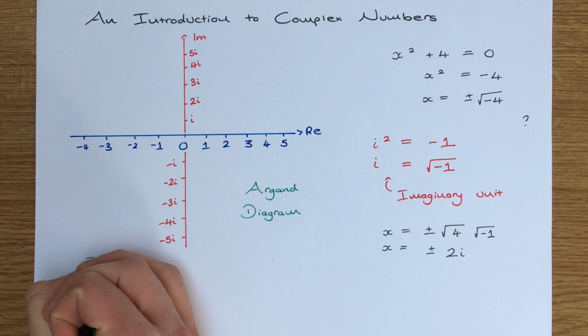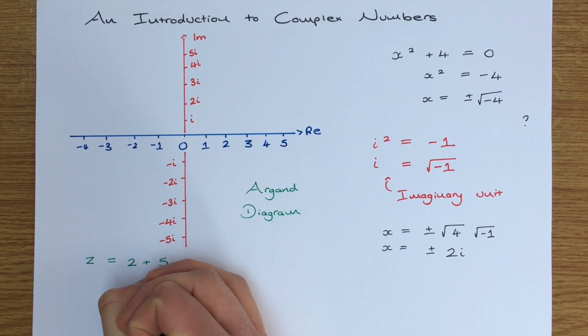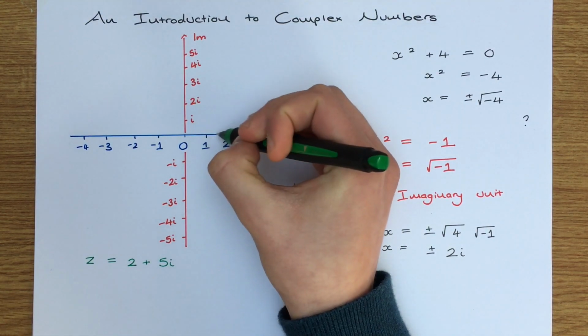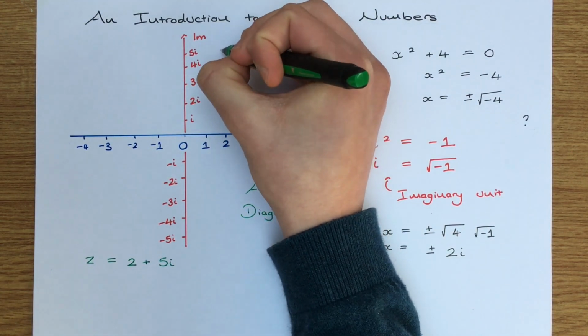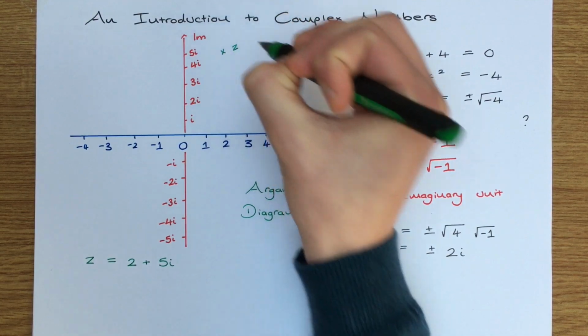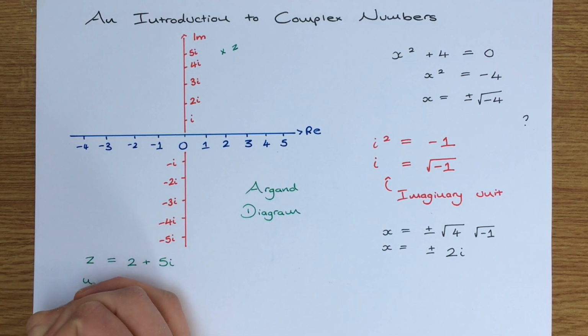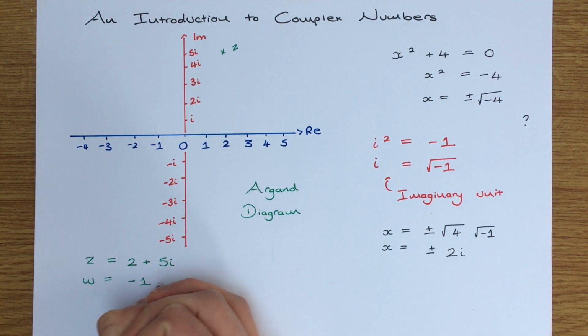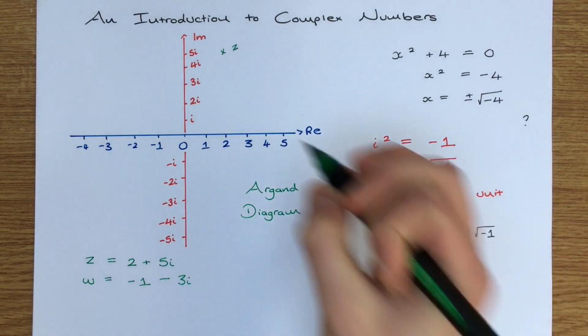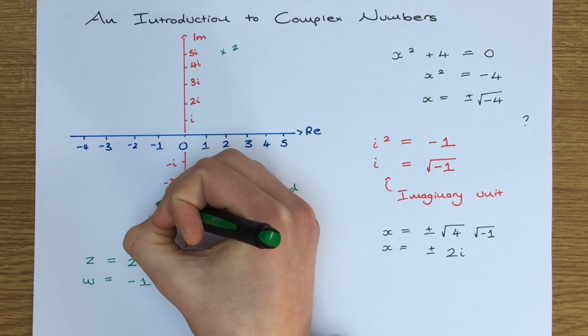So to plot a complex number such as 2 add 5i, I'll just move 2 to the right and then 5 upwards, as so. And to plot a complex number like minus 1 minus 3i, I'll just move 1 to the left and 3 downwards.